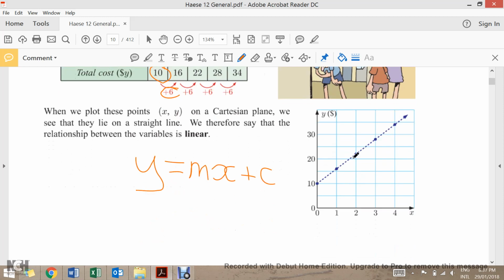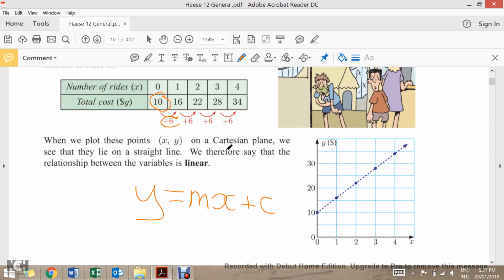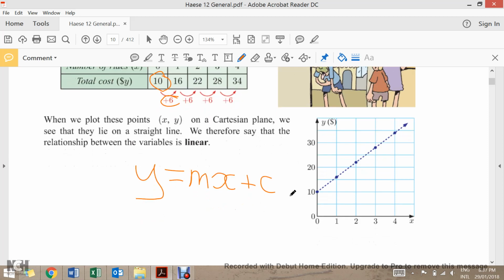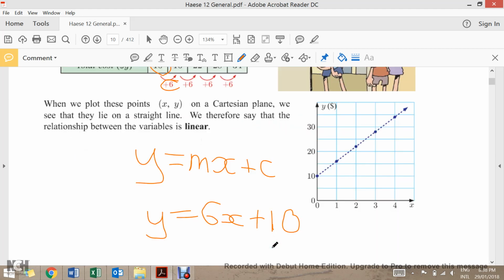So the equation for this line, which represents the total cost against the number of rides, is going to be y, or the total cost, equals 6x plus 10, okay? Another way we can write this, if we're talking in terms of functions, and we'll probably talk about this more later on, is f of x equals 6x plus 10. Some function which involves this variable x is 6x plus 10. We're basically swapping out the y for this thing here, f of x.